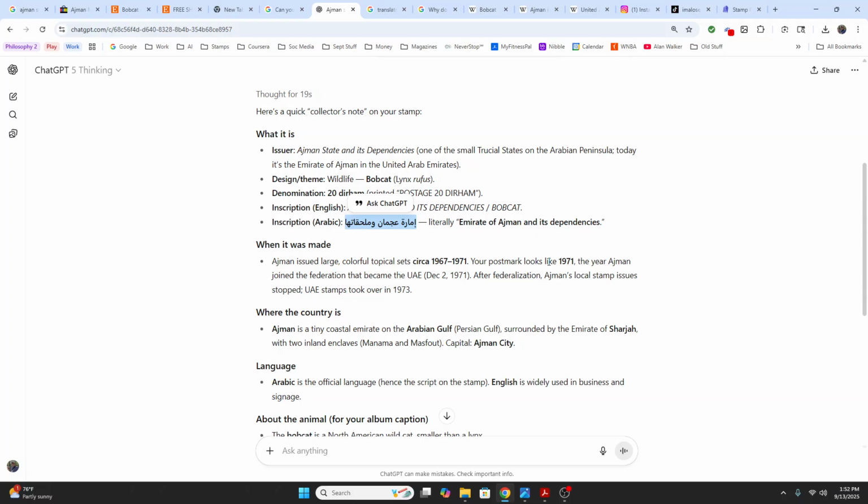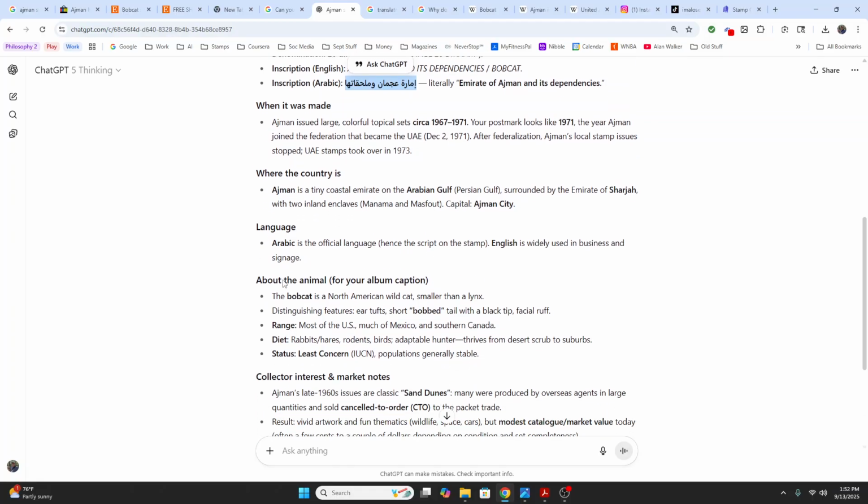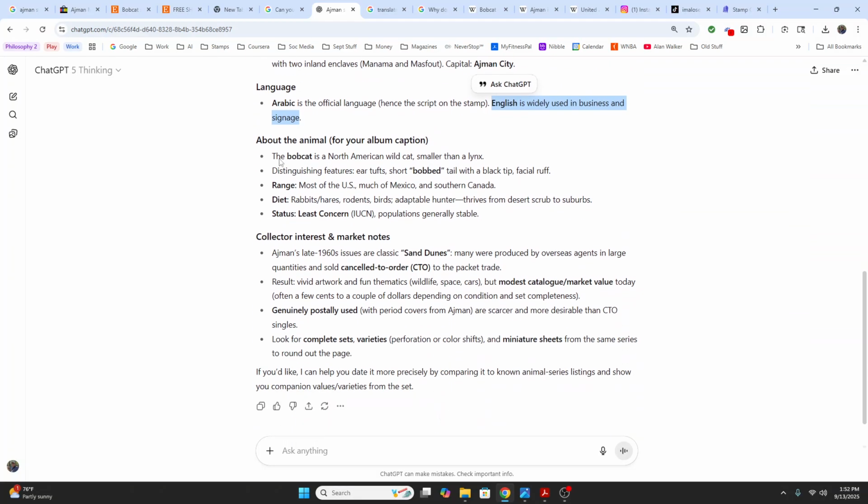It tells me the information, where the country is. It explains it's in the Arabian Gulf. It's surrounded by the Emirate of Sharjah and then two others, Manama and Masfout. It tells about its language and explains why English is so common on stamps around the world. It's because English is widely used in business and signage, not just in this country, but in countries all around the world. And then it tells about another thing, the animal, the bobcat. It explains that the bobcat's a North American wildcat, and it explains about its bobtail and where it ranges, its typical diet.